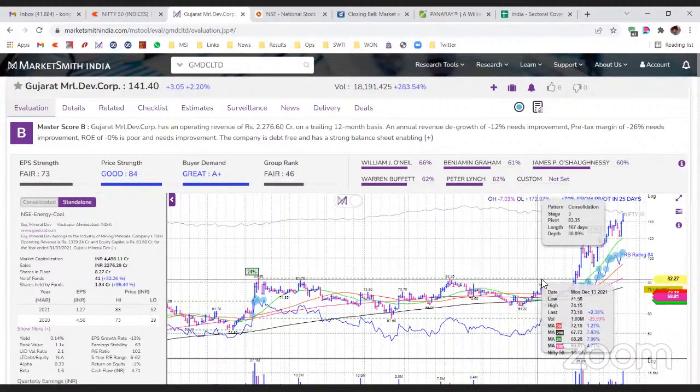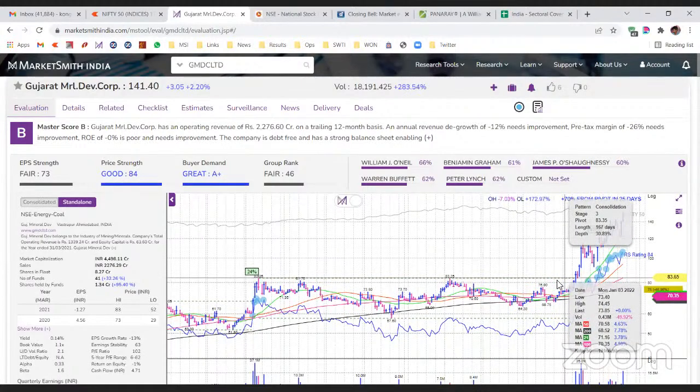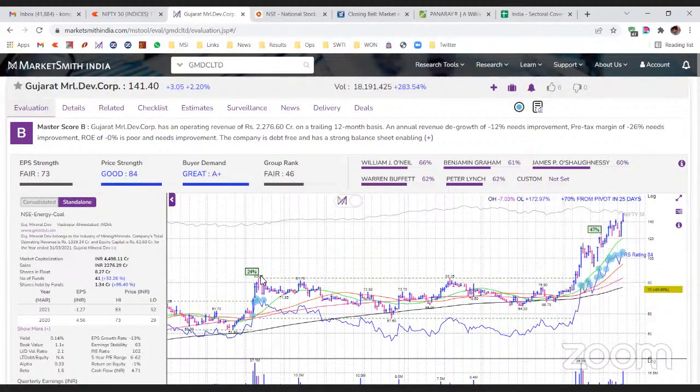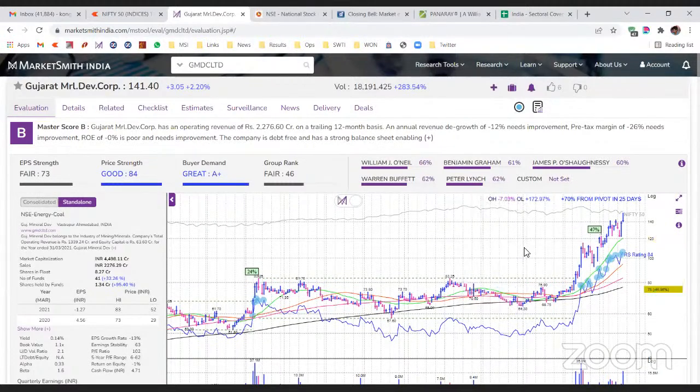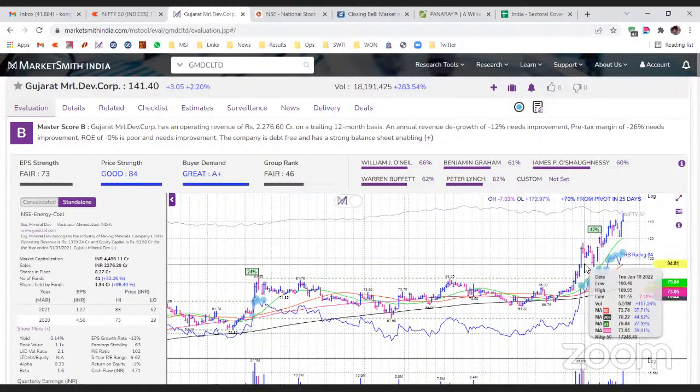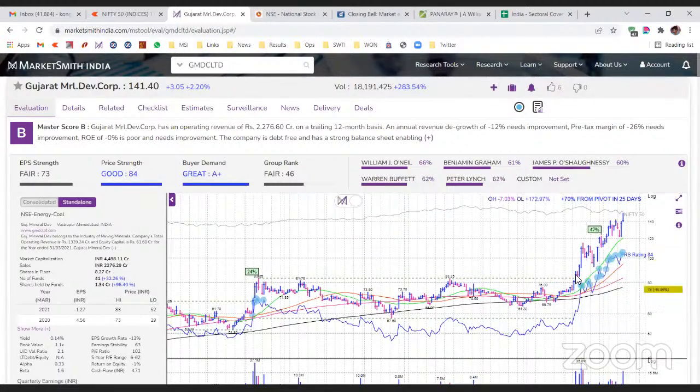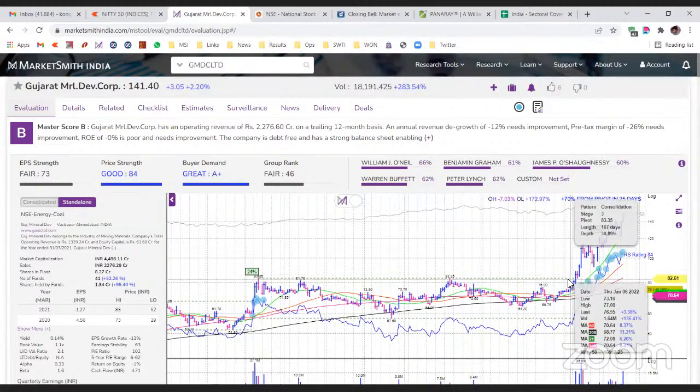As you can see here, GMDC has broken out from a stage 3 consolidation base, which has a huge length of around 167 days. That is almost three-fourths of a year. However, after the breakout, you can see the growth the stock has given. It has gained about 70% in just 25 days. This is the reason we add stocks on breakout.